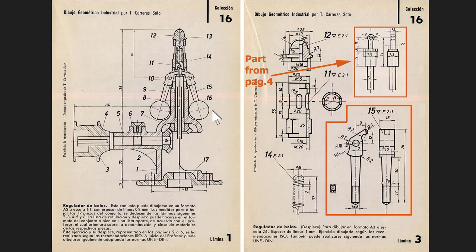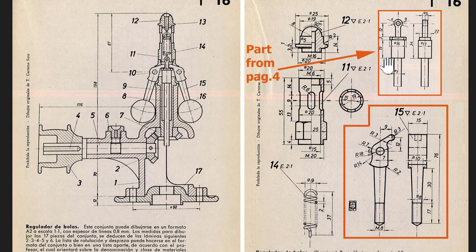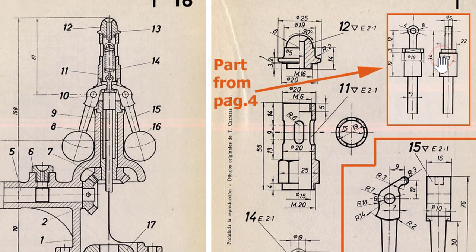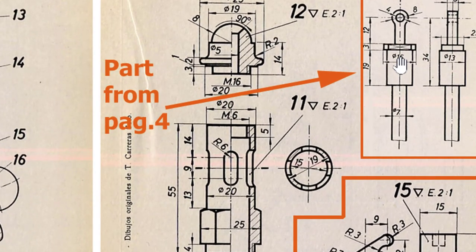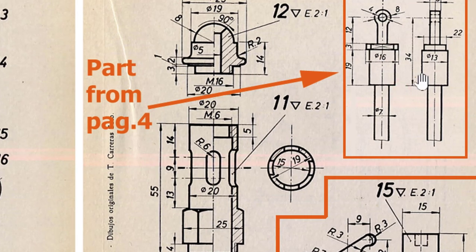Hi, my friends. Today we study an assembly. I was curious to see if this assembly works because I saw here some mistakes. You see, this is diameter of 16 and diameter of 22. Not diameter, dimension. This is not possible.